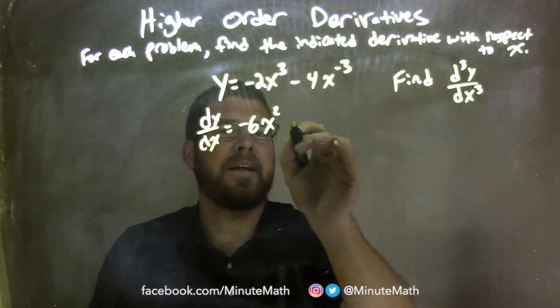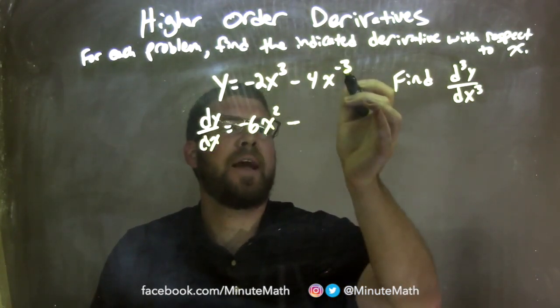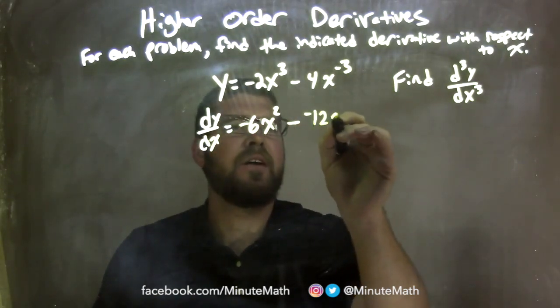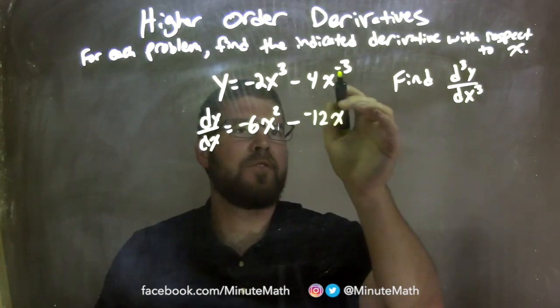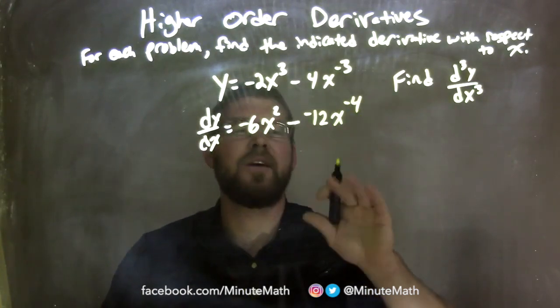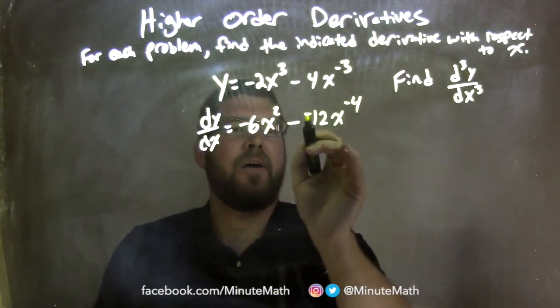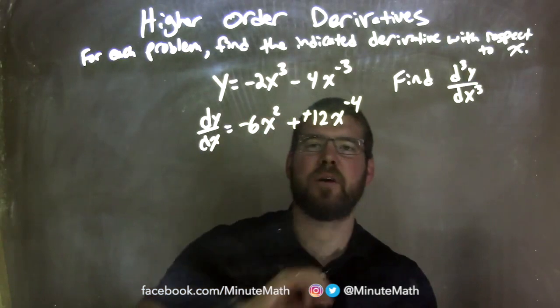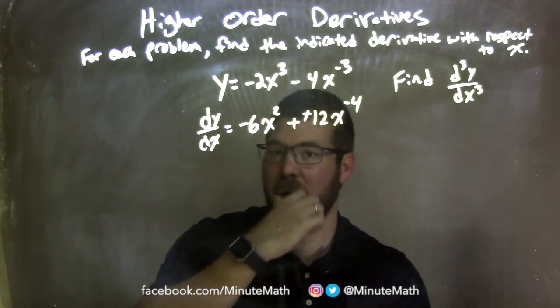Then we have a minus here. Minus negative 3 times 4 is a negative 12x. We subtract the exponent by 1, so negative 3 minus 1 is a negative 4. Okay, keep that in mind. It's still going to be negative. Now, subtracting a negative is the same thing as adding a positive. Okay, so now we plus a positive 12x to the negative 4th power.